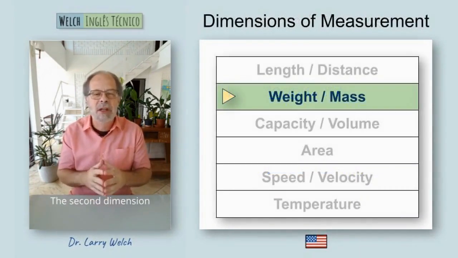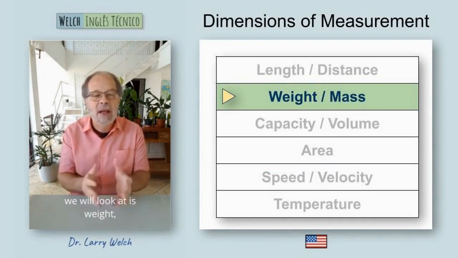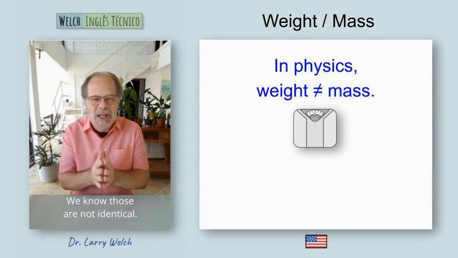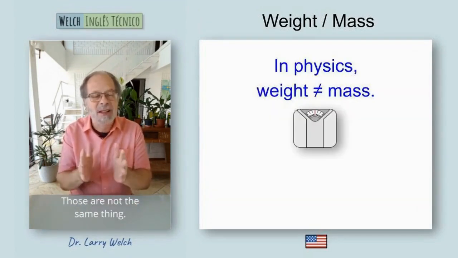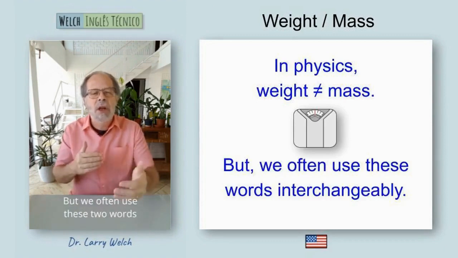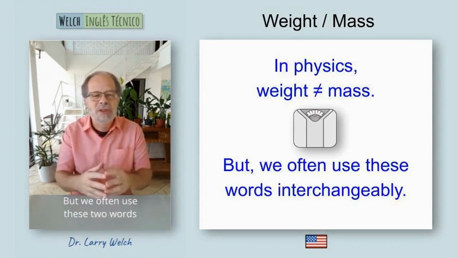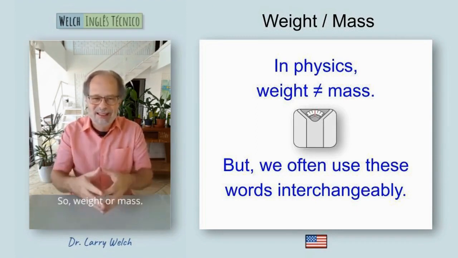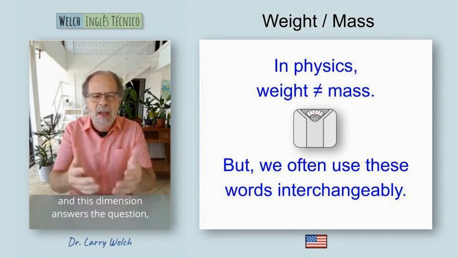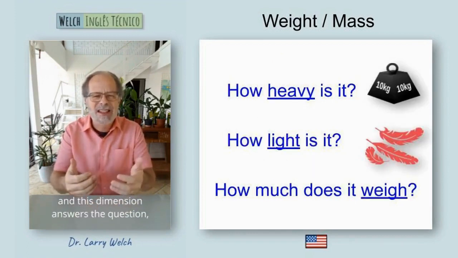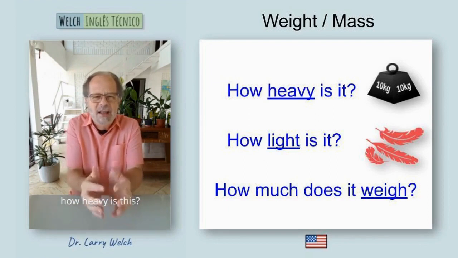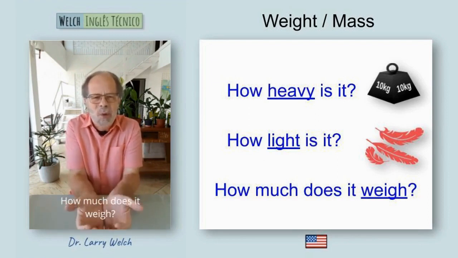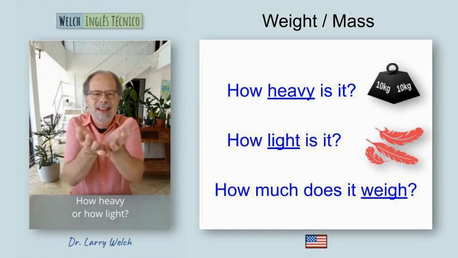The second dimension we will look at is weight. Weight, also called mass. We know those are not identical. Those are not the same thing. But we often use these 2 words interchangeably when we are speaking informally. So weight or mass. And this dimension answers the question, how heavy is this? How much does it weigh? How heavy or how light?